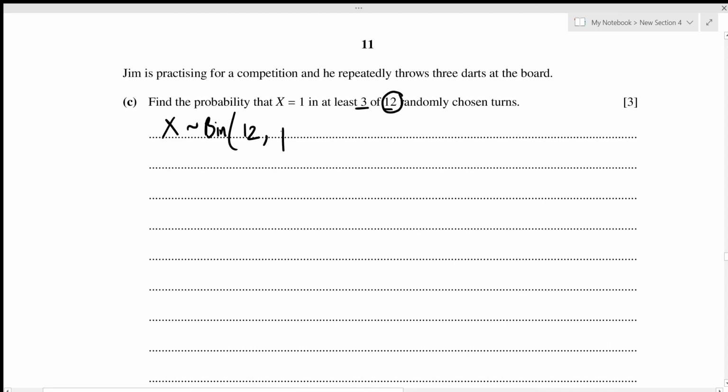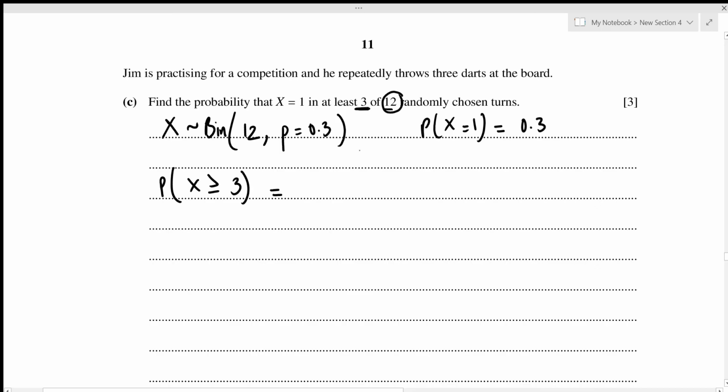And then the p in this case is going to be the probability of x equals 1, which we figured out in the first part as 0.3. So the probability is just going to be 0.3. Now we need to figure out the probability that x equals 1 in at least 3 of the 12 turns. So that's going to be greater than or equal to 3, right?